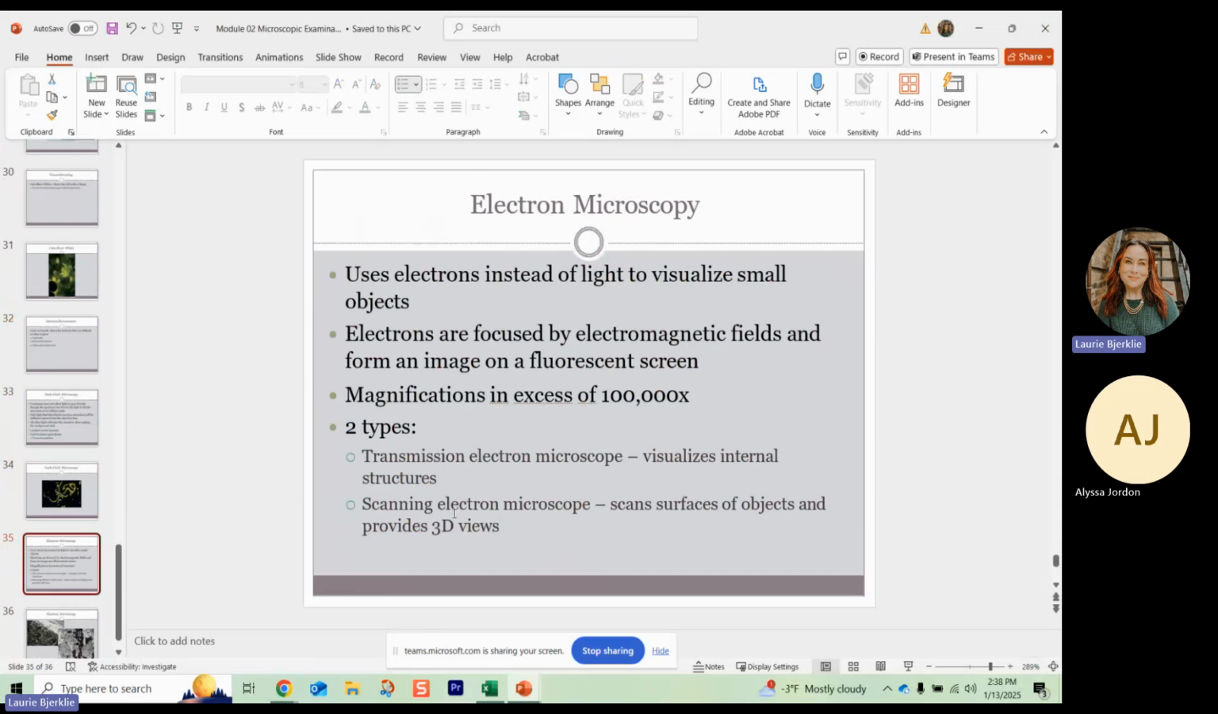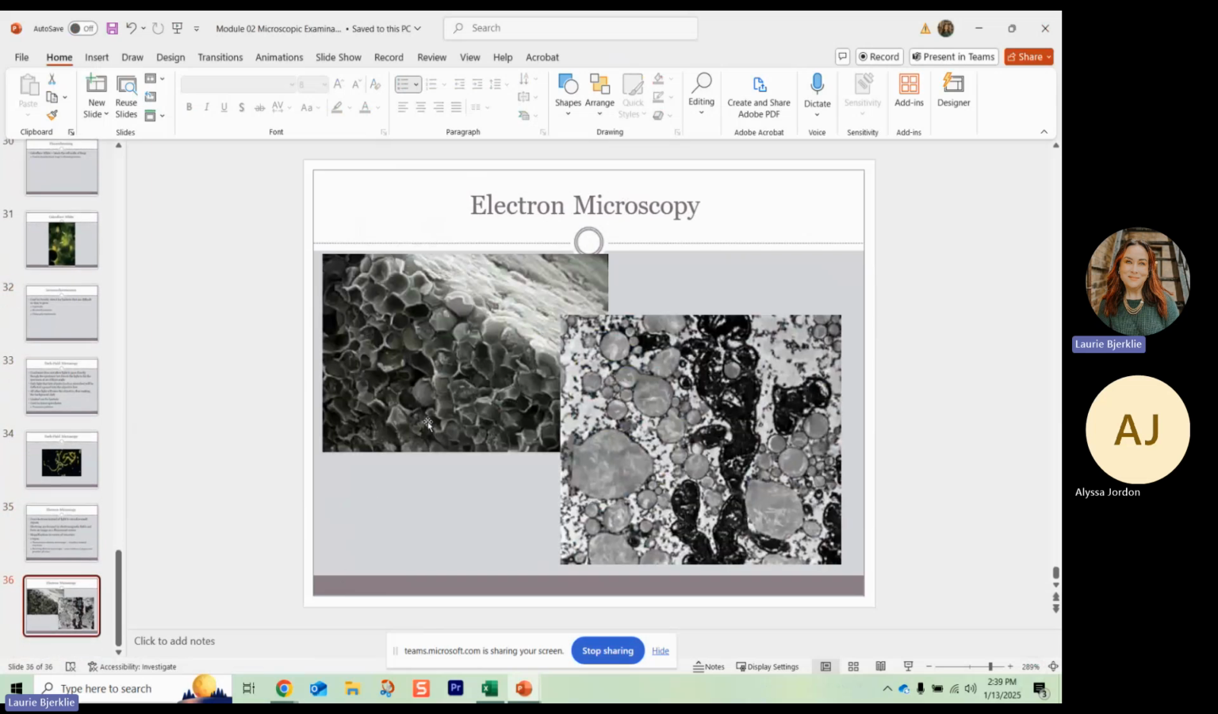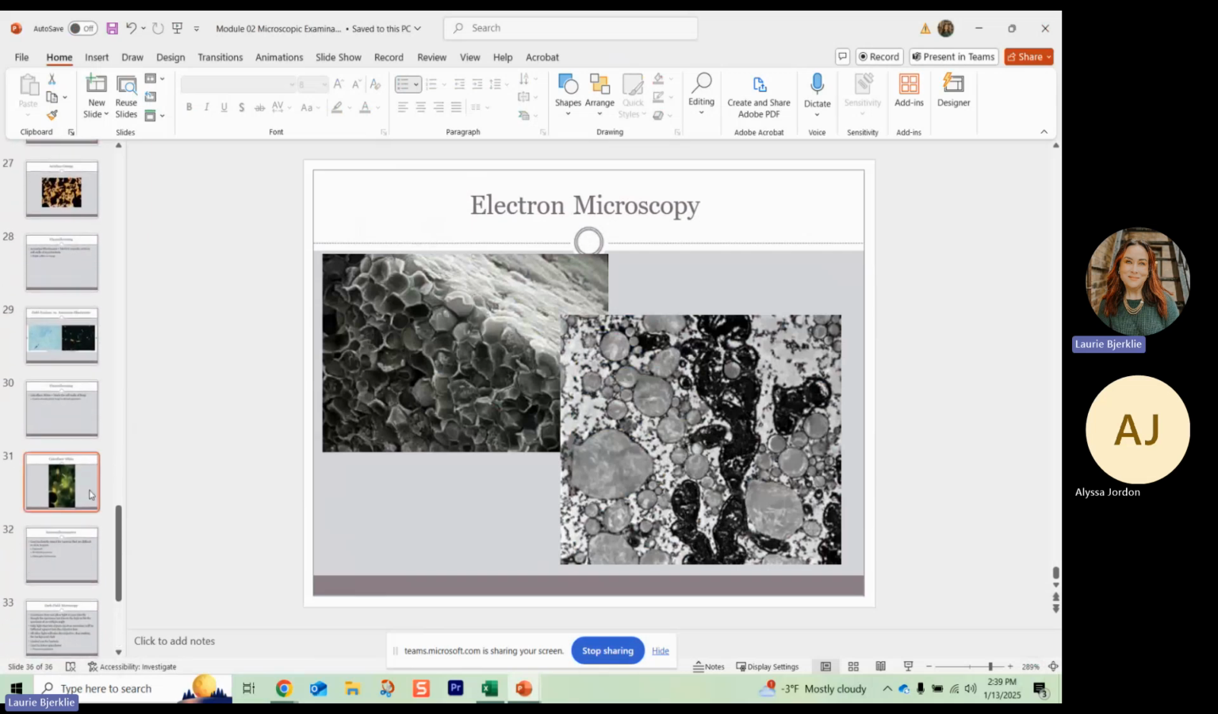There are two different types, transmission and scanning. One gives you internal structures. The other gives you like an outward 3D view. So there you go. That's internal structures versus an outward 3D view. If you ever want to look up some fun pictures, look up electron microscope. They have ones that look like these crazy alien worms out of Dune or something. There's some really fun pictures on Google if you ever want to look.